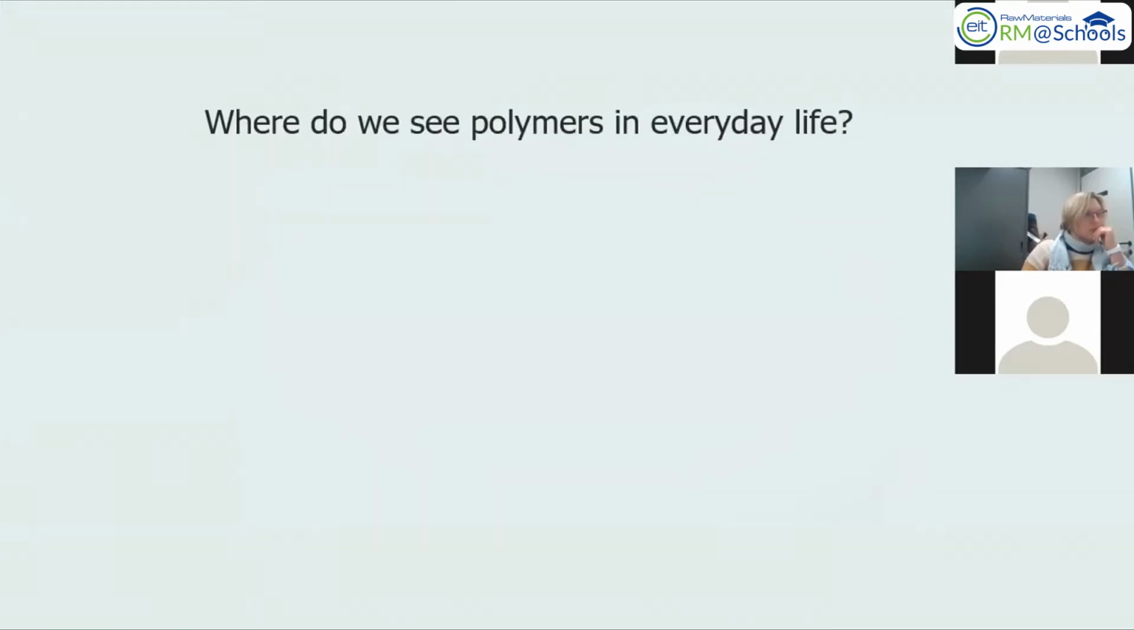Now, I have a question for you. Can you tell me where do we see polymers in everyday life? Well, in the clothes, since it's cotton. Okay, good. Next, what else? Rubber. Yes, great. Rubber is a typical elastomer, like we said earlier.